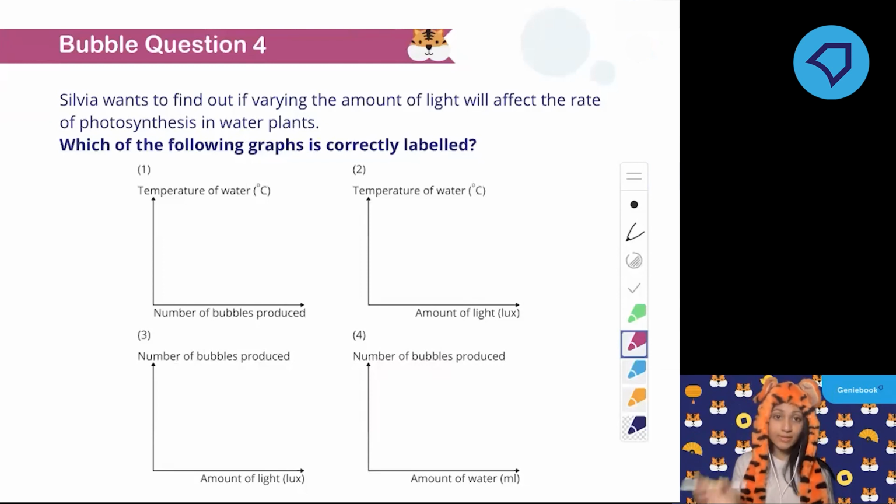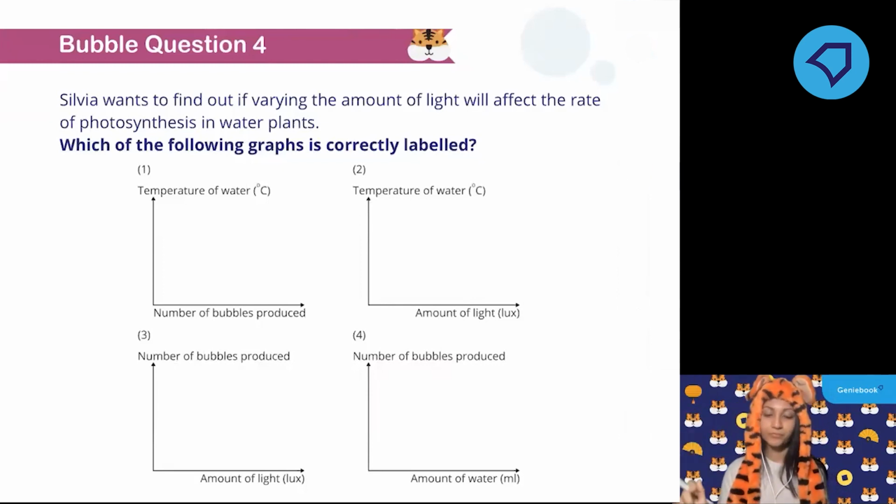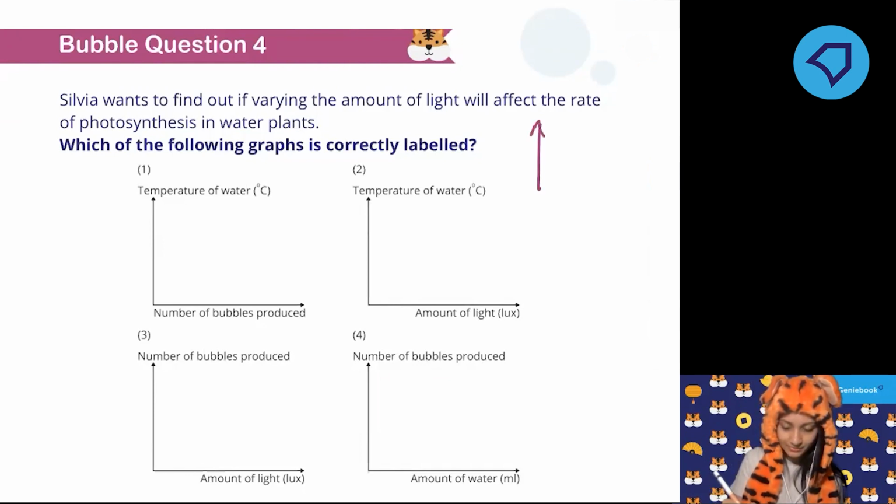The x-axis and the y-axis, what is the correct label? Yes, you have to use the knowledge of relationship, cause and effect. So what is the cause? What is the effect in this particular example? So the clue will be, this one will be the cause. This one will be the effect.